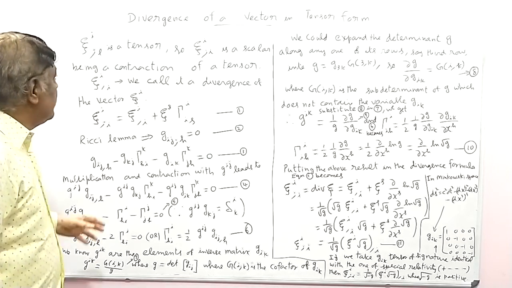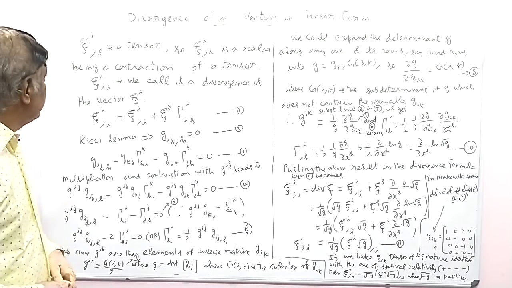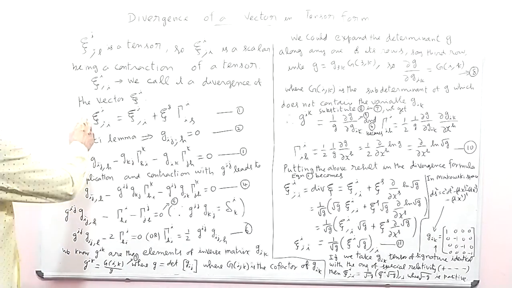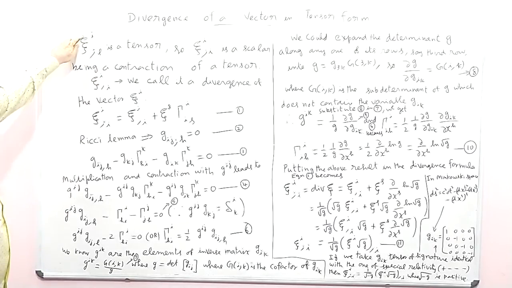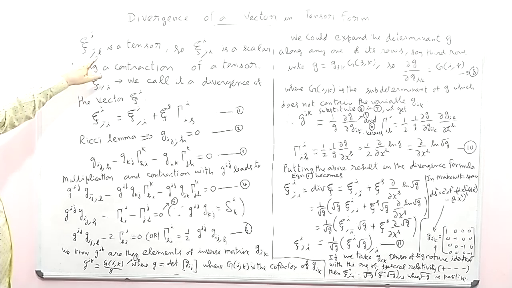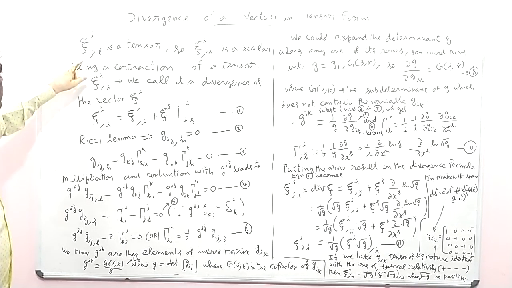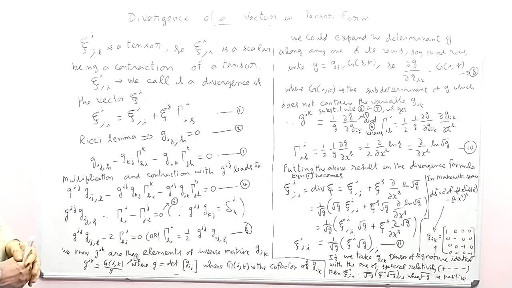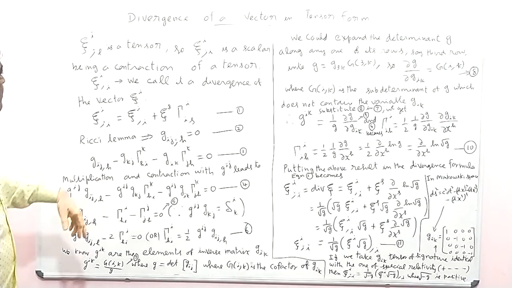In this lecture, we are going to discuss the divergence of a vector in tensor form. Now, let us consider a covariant vector psi i and find the covariant derivative of the covariant vector psi i. So, psi i semicolon l, this is a covariant vector, this is a tensor. We already discussed this in the previous lecture, that is a covariant derivative of a tensor.